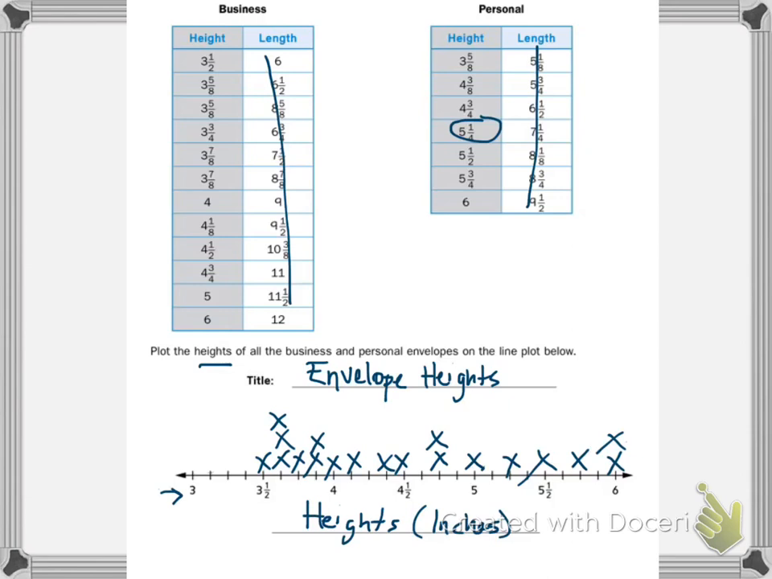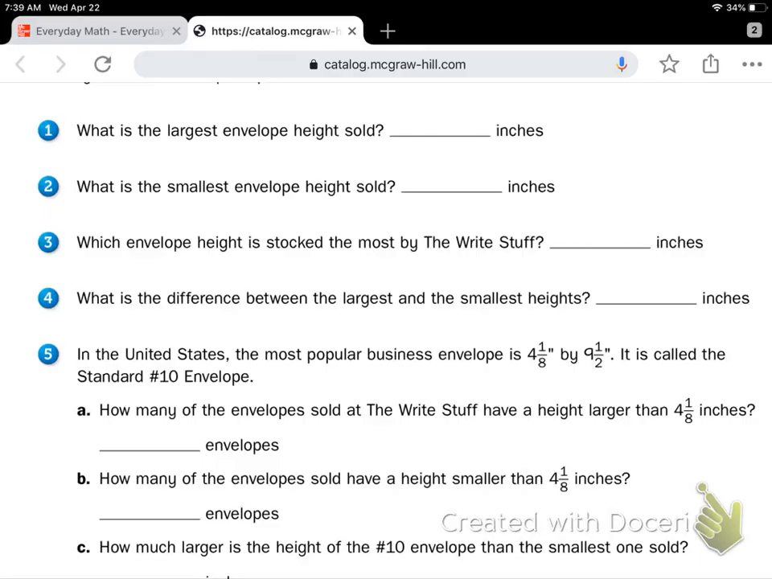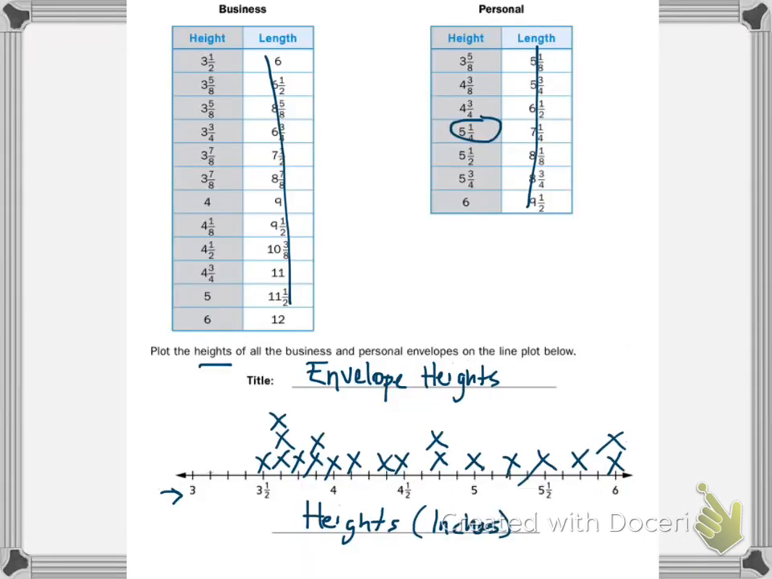Now, let's go ahead and use some of this information to try to answer some of the questions on the next page. So on that page 287, let's look at what is the largest envelope height sold. So when you look back at your graph, what is the largest envelope height sold? I see the largest as 6 right here.